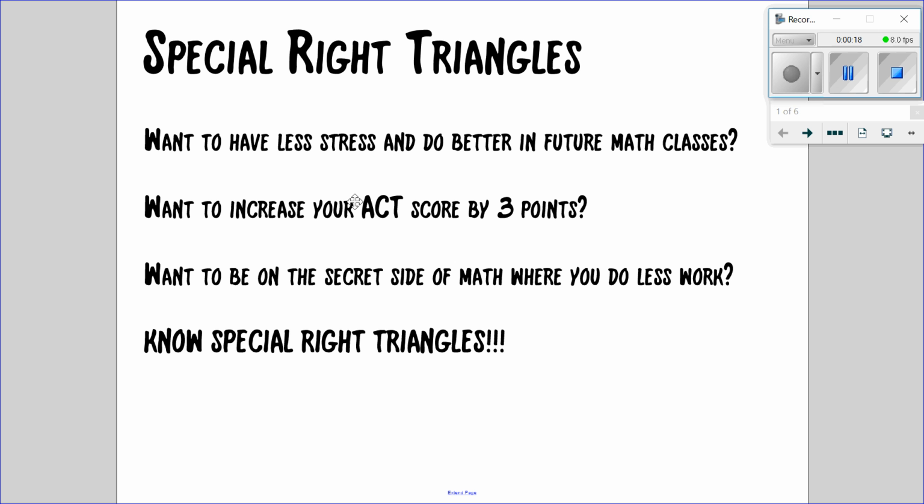Know these by heart. You want to increase your ACT score by 3 points? I can't guarantee it, but it will definitely help on the timing because we're not looking for you to use the Pythagorean theorem every single time. We want you to use the conveniences of 30, 60, 90s and 45, 45, 90 right triangles, which we're going to talk about. So if you want to be on the secret side of math where you do less work because mathematicians are really smart, lazy people, know your special right triangles.